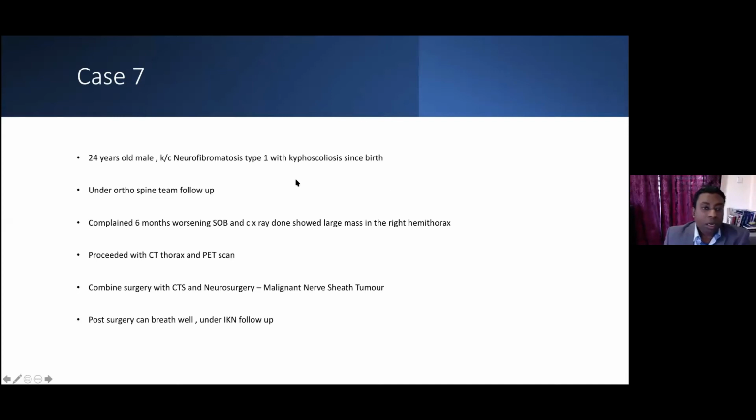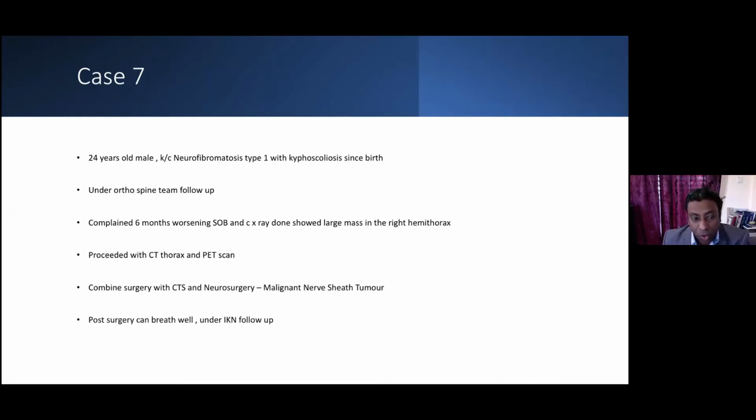Another case, a young man who presented to us in 2018, 24 years old, with neurofibromatosis type 1 with kyphoscoliosis. He was under the ortho spine team follow-up. He complained of 6 months of worsening shortness of breath. A chest X-ray showed a very large mass in the right hemithorax. We proceeded with a CT thorax and PET scan, and we found that he had a malignant nerve sheath tumor.